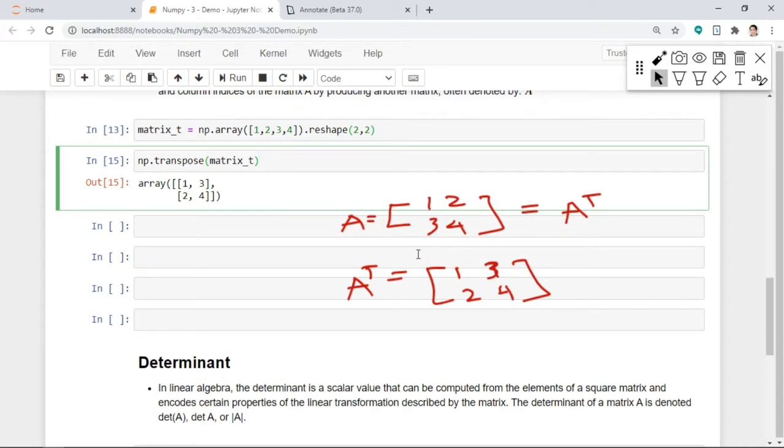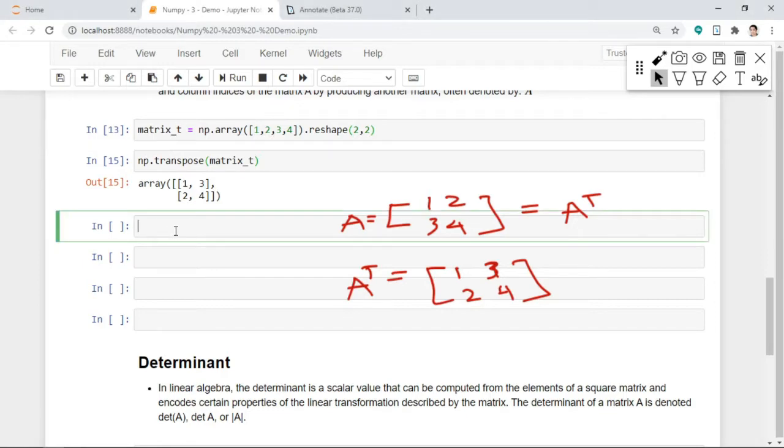Okay, so the result is 1, 2, 3, 4. But the row and column switches already. Okay, so you can do also this one. Okay, so how about we generate more matrix?